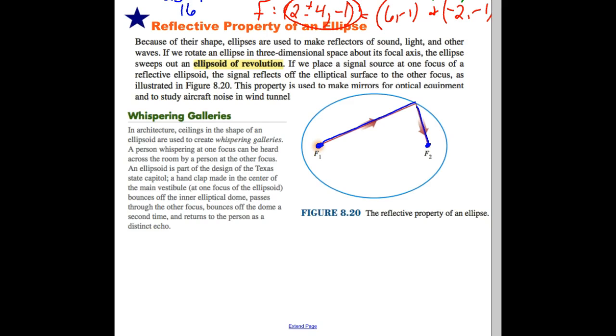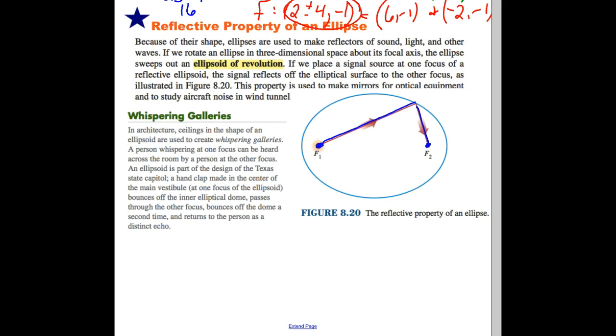Have you guys heard of a whispering gallery before? Okay. The idea behind a whispering gallery, it says, in architecture, ceilings in the shape of an ellipsoid are used to create whispering galleries. A person whispering at one focus can be heard across the room by a person at the other focus. Okay, again, all that sound doesn't have to be loud. They can be whispering at one focus, but that sound is going to bounce off the edge and be aimed right at the other focus. So if a person's standing there, they'll hear it.